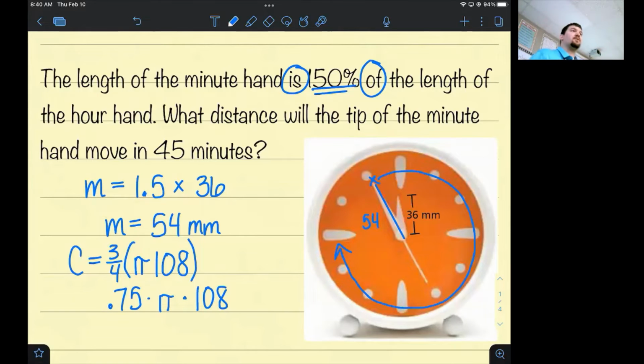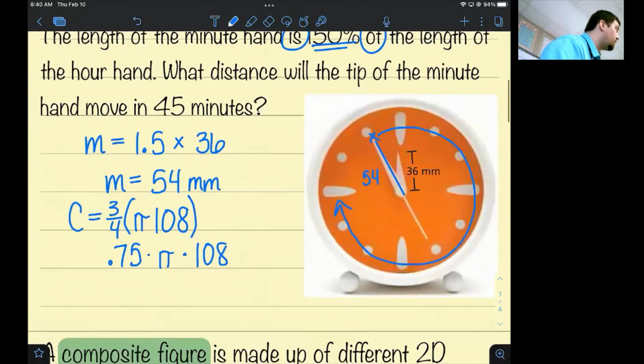0.75, because this is only 3/4 of a circle, times pi times 108, because that's the diameter of our clock. Well, not the whole clock, but the minute hand part of it. What'd you get? Say it again. 42.3. You did 18 instead of 108? Okay, I was going to say it should be much bigger than that. 0.75 times 3.14 times 108. 254 point what? 0.34. Okay, is that what someone else got too?